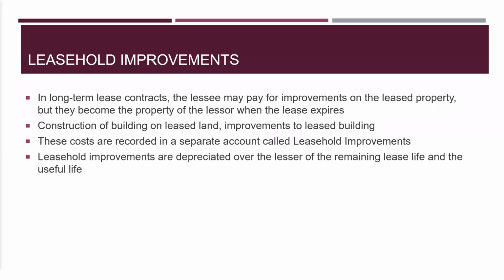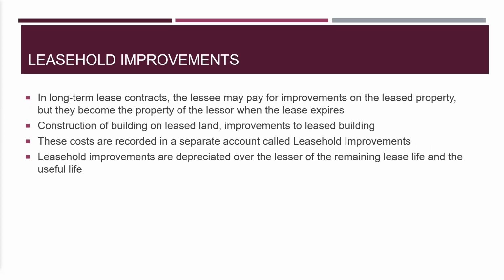Leasehold improvement relates to the long-term lease contract. So if the lessee has done any capital improvements on the leased property, then these improvements will become part of the property, and these improvements are going to belong to the lessor at the expiration of the lease. Okay, so the lessee is doing the improvement, but the improvements will go to the lessor at the end of the lease term. So we call that leasehold improvement. Construction of a building on leased land, or improvement of the leased building, are some of those examples.